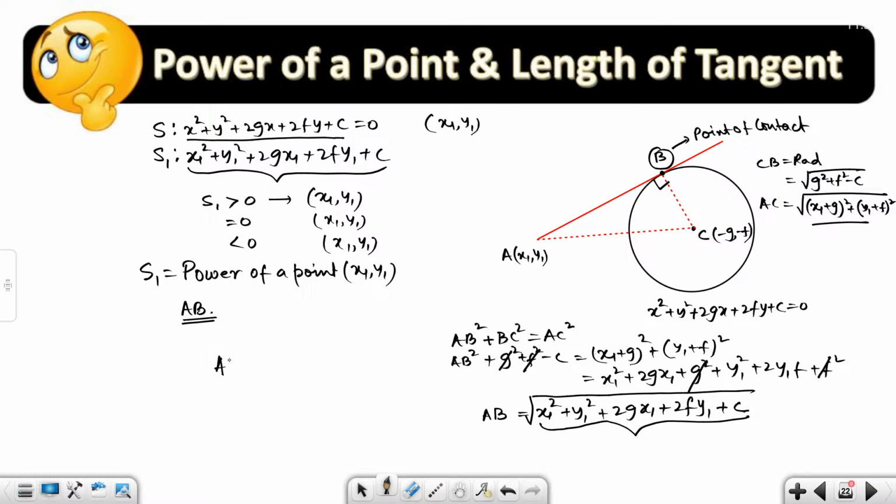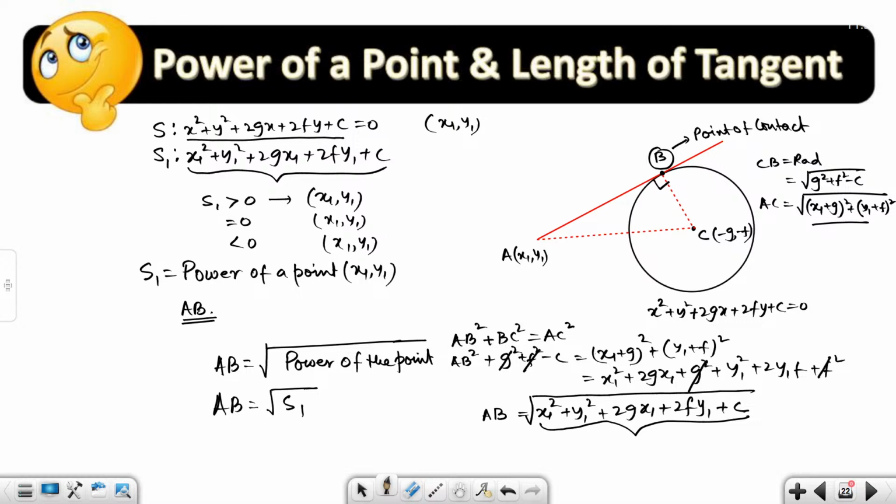So what is the length of the tangent? It is nothing but the root of the power of the point. Tell me yes or no. So AB is nothing but the root of S1. So, interesting thing: if there is a point outside the circle, and if we draw a tangent, then the length of the tangent will be nothing but the root of the power of the point.